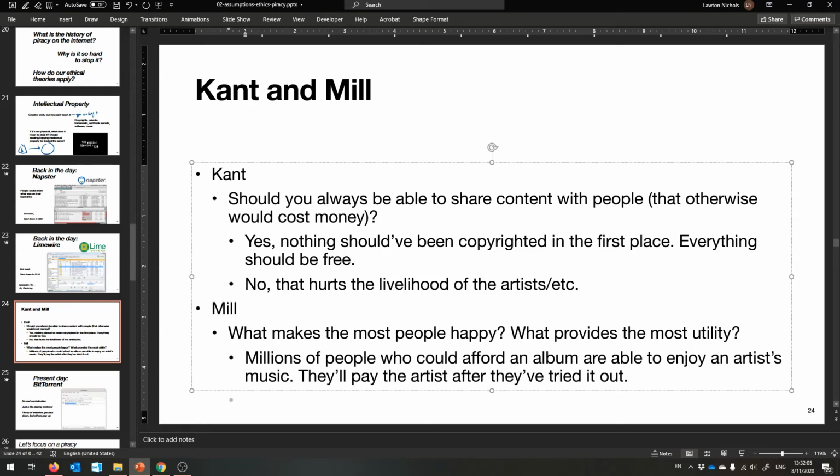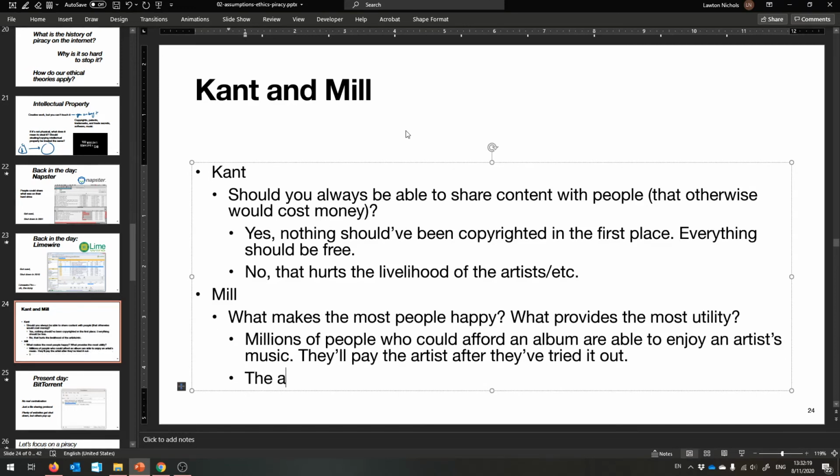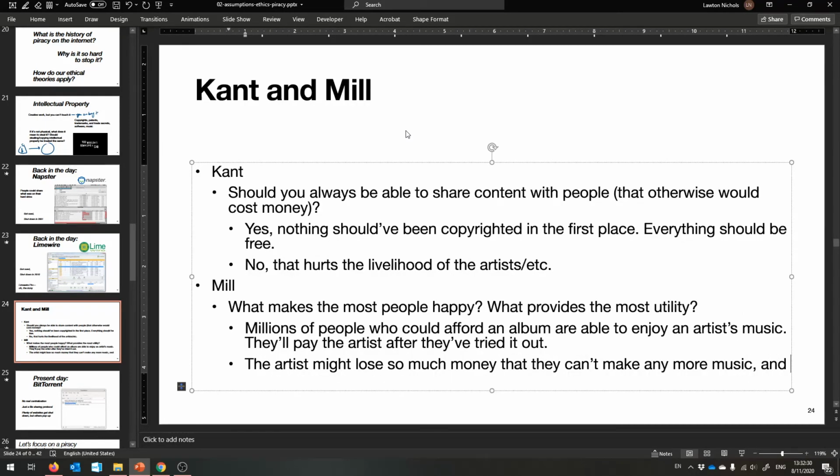And then there's also the other option. Would it be a utilitarian viewpoint to say that it is not okay? And that is something that you can argue. You could say that, I don't know, the artist might lose so much money that they cannot make any more music, and then they'll have to find some other job, and then they can't make music anymore. And perhaps their new albums were touching a lot of people, and they really enjoyed them, and that might make a lot of people sad.